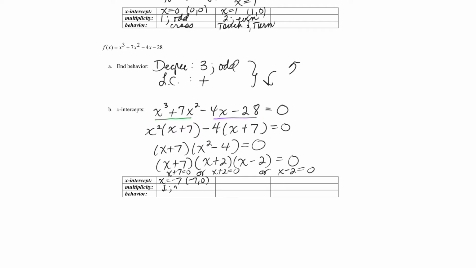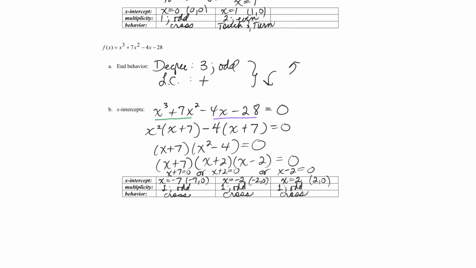Multiplicity is 1. It's going to cross. Oop. Wrote that in the wrong place. It's going to cross, which is odd, and it's going to cross. Now, if I solve x plus 2 equals 0, I'm going to get x equals negative 2, negative 2, 0 if I'm plotting it. The multiplicity is also 1, which is odd, so it's going to cross. And finally, if I solve this one, I'm going to get x equals 2, 2, 0. Multiplicity is also 1, which is odd. It's going to cross there as well.